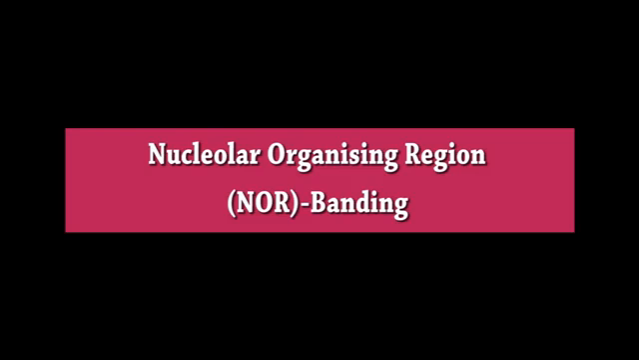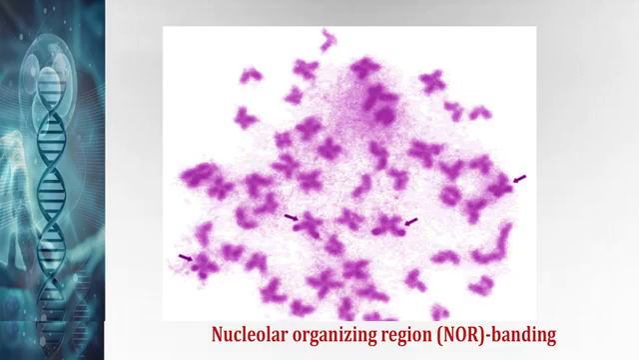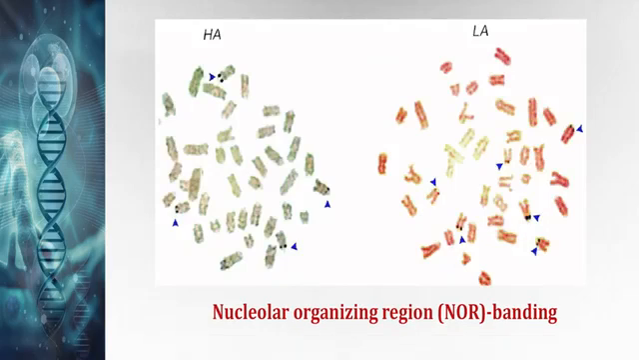5. Nucleolar organizing region, NOR banding. This technique identifies the nucleolar organizing area of the chromosome. NORs are located in the satellite stalks of acrocentric chromosomes and code for ribosomal RNA genes. This is a simple silver nitrate staining technique for NOR banding that is useful in clinical practice to study specific chromosome polymorphisms such as double satellites.